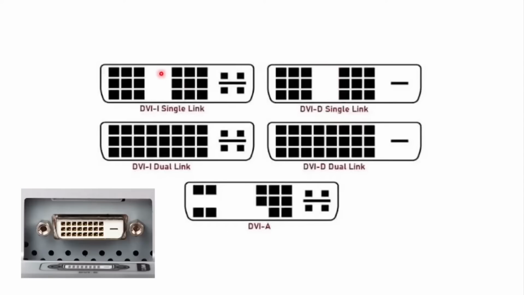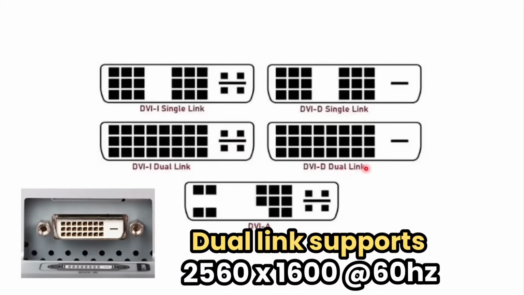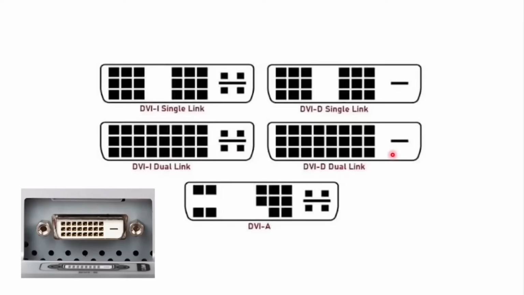Dual-link DVI adds 6 pins, at the center of the connector, for a second transmitter, increasing the bandwidth and supporting resolutions up to 2560 x 1600 at 60 Hz. DVI-A connectors have 17 pins, they do not have a dual link option, and only carry analog signals.